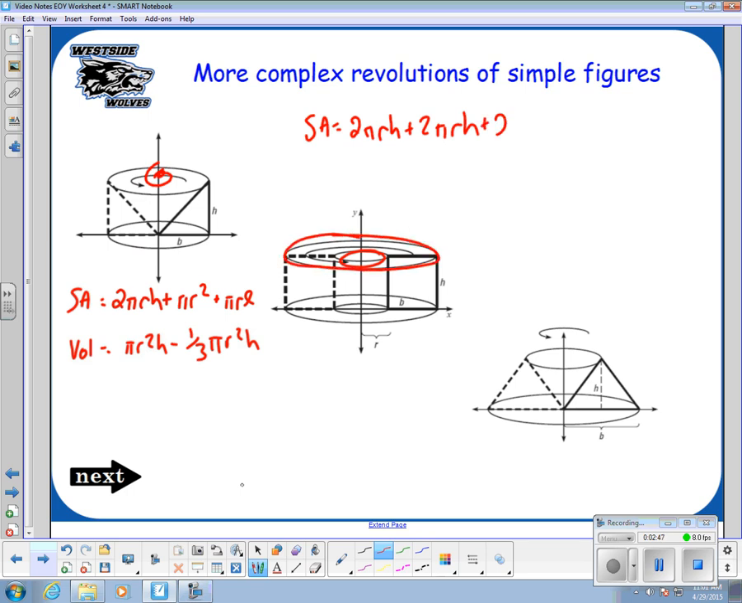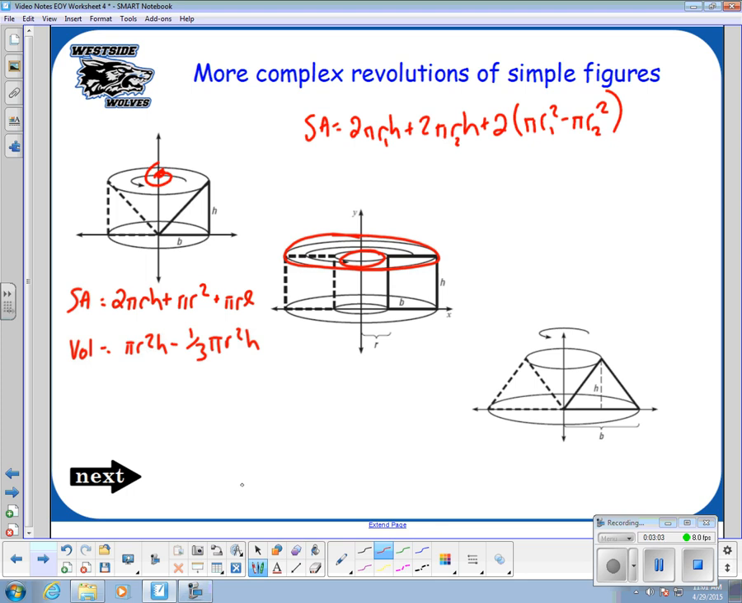Plus, there are the bases, which there are 2 of them, and that's pi r squared minus pi r squared. Now remember that this radius and this radius are different, and this radius and this radius are different. So r1 is the larger radius, and of course the height is the same for all of them.